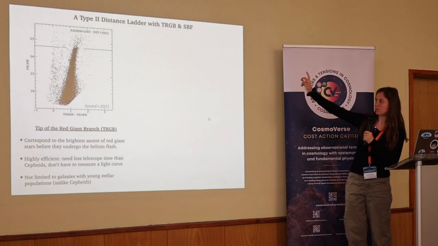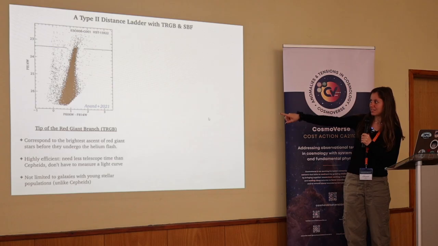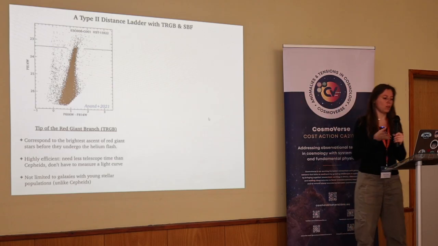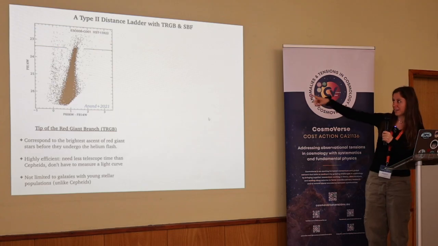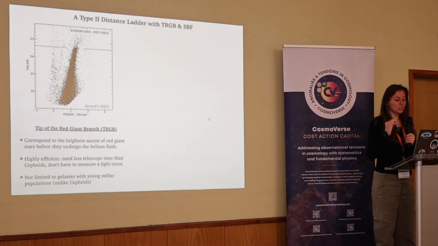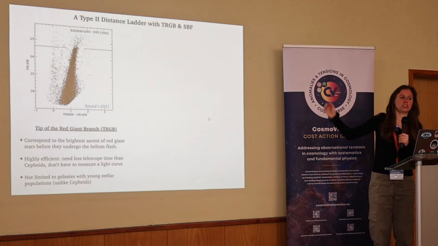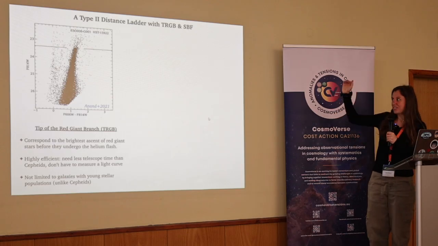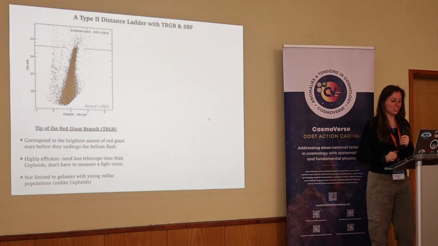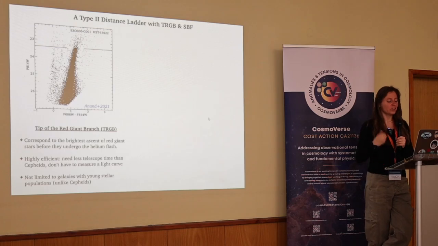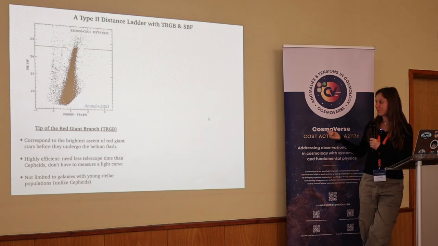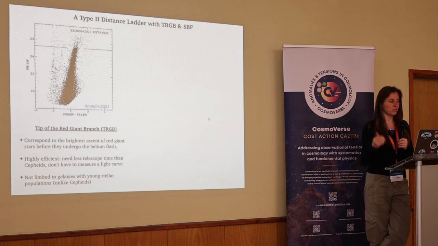You have here on this plot the color on the x-axis and the magnitude, which is the I band, which is optical, on the y-axis. And you should be able to see a discontinuity. The tip of the red giant branch is really this discontinuity, and it corresponds to the brighter ascent of red giant stars before they undergo the helium flash. So he's going to talk about the physics behind this, I believe.